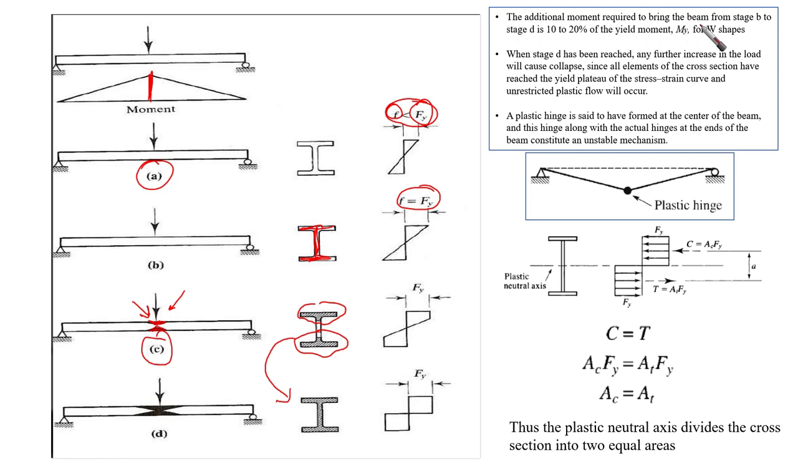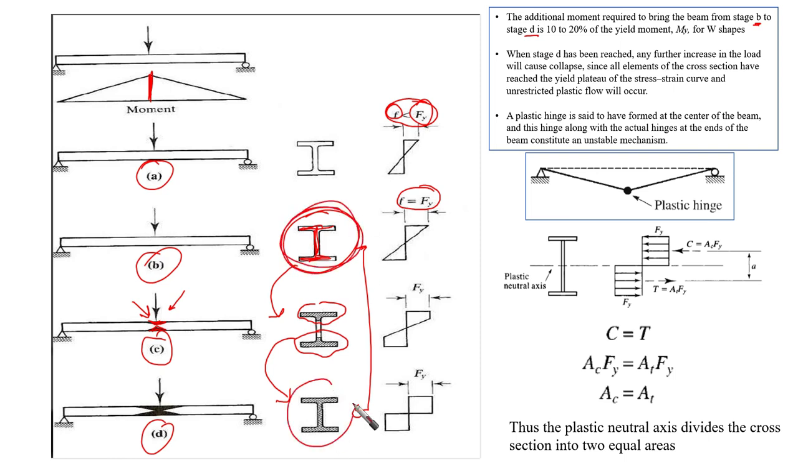required to bring the beam from stage B, which is this stage, the elastic, to the next stage, stage D, which is this stage from here to here. Here it was under yield, here fully yielded. So the moment required to bring the beam from stage B to stage D is 10 to 20% of the yield moment, M yield, for the wide flanges.